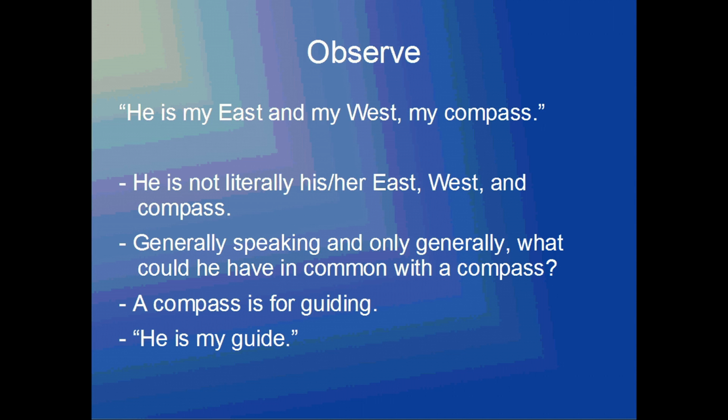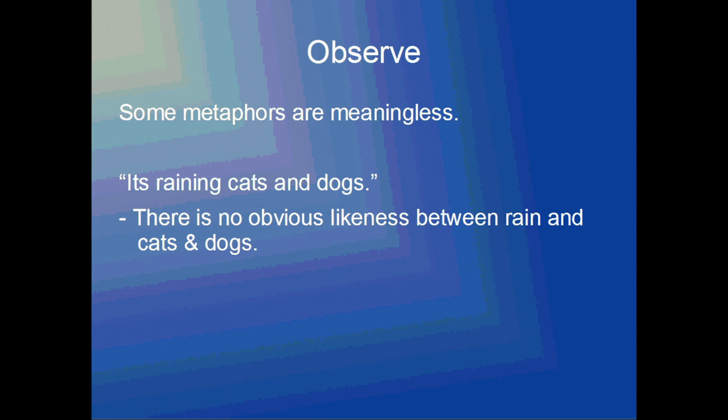Okay, and then you can go on further. You can make this more precise by asking and saying how exactly he is this person's guide. Okay, that would make it more precise and less ambiguous. Okay, now there's such a thing as a meaningless metaphor. A metaphor which is meaningless doesn't have an obvious likeness between the words that are compared. So for example, it's raining cats and dogs. It's not obvious what comparison is being made between raining cats and dogs. And that's what makes this metaphor meaningless.